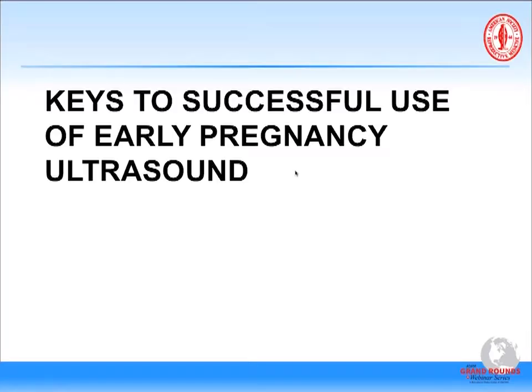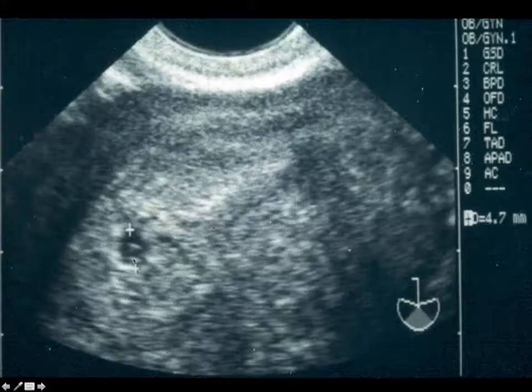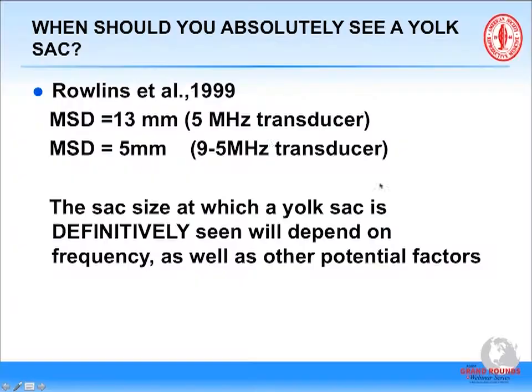So what are some of the keys to successful use of early pregnancy ultrasound? When should you see a yolk sac? Well, threshold level, here's a yolk sac in a gestational sac that only measured 4.7 millimeters.